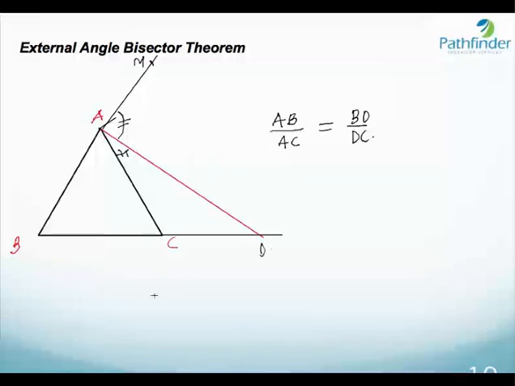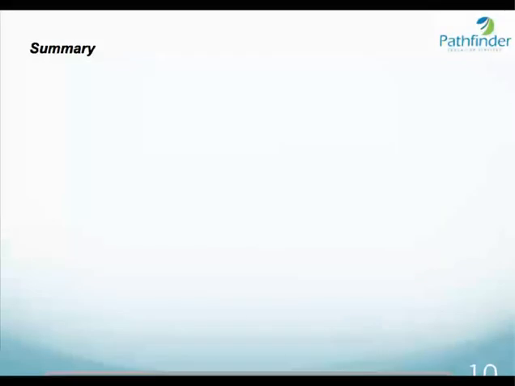So you see that whether it is external or internal angle bisector, the formula almost remains the same. Just that in case of the external angle bisector theorem, the side BC has been divided externally in the ratio of the sides containing the angle bisector, that is AB and AC. So let us now quickly summarize the important properties of angle bisectors.